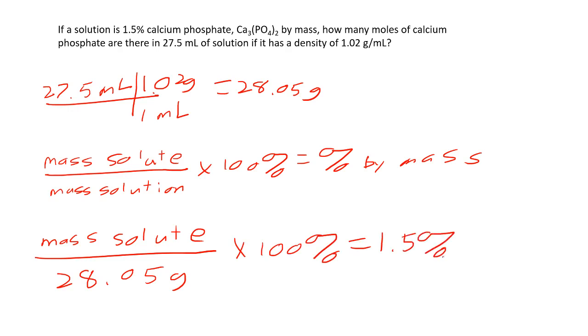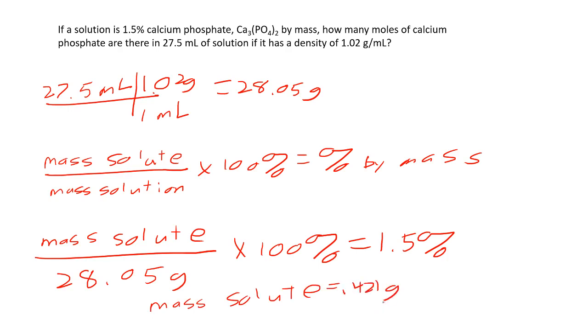So I'm going to divide both sides by 100 and multiply by 28.05. When I do that, my percentages will cancel since I have percent divided by percent. And then I'll be left with grams when I multiply this out. And I'll get that the mass of solute should be equal to 0.421 grams.